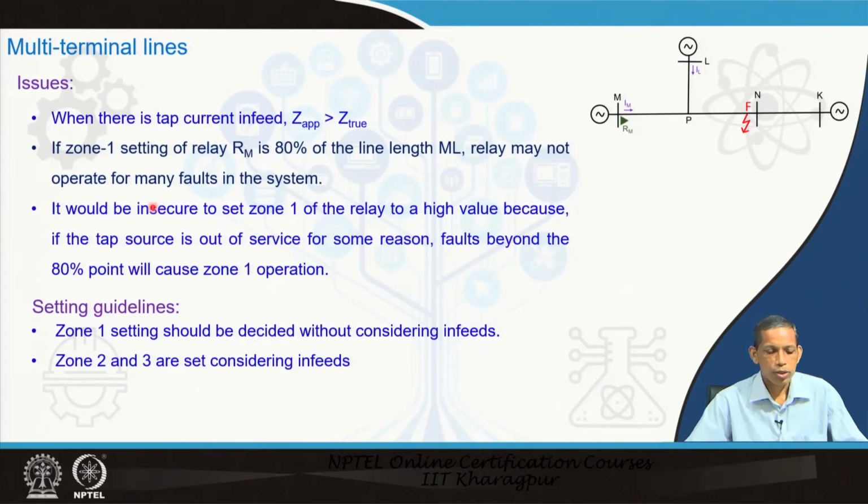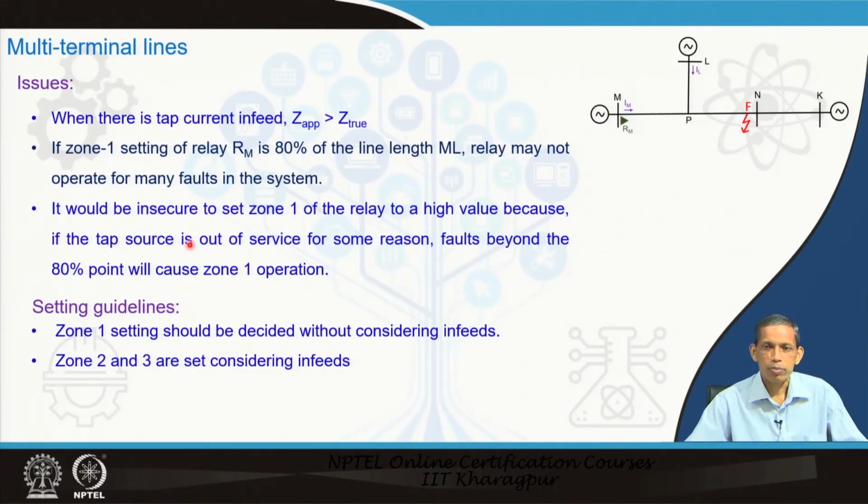So, that is one issue. Furthermore, if you extend zone 1 to 90%, 95% or beyond to address this infeed, then when the infeed is not there, it may go beyond the line section M N, and that may interfere with the corresponding protections at bus N. This is also not desirable from the system security perspective.